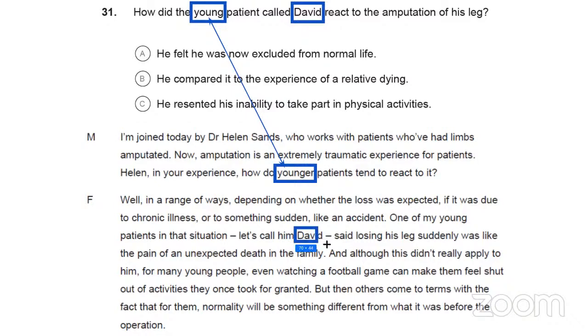And this is a pseudonym, a false name, an imaginary name. Let's call him. That means the patient's real name is not explained here. The patient's real name is not told. Okay, David. So that is how you have to relate here. So next, this patient is young. One of my young patients. This is the point. Young.